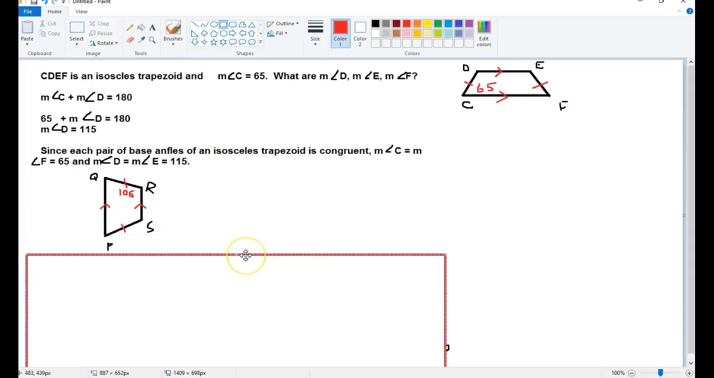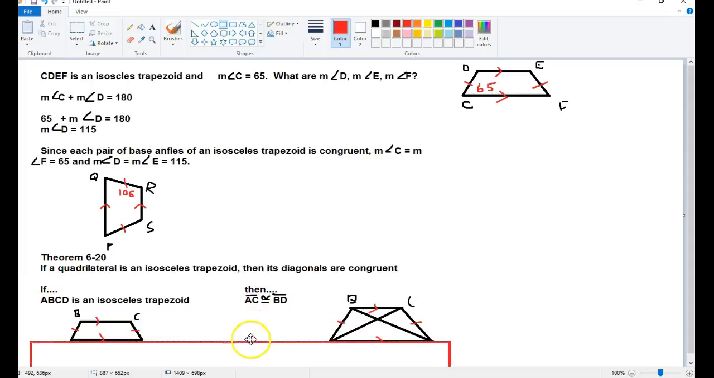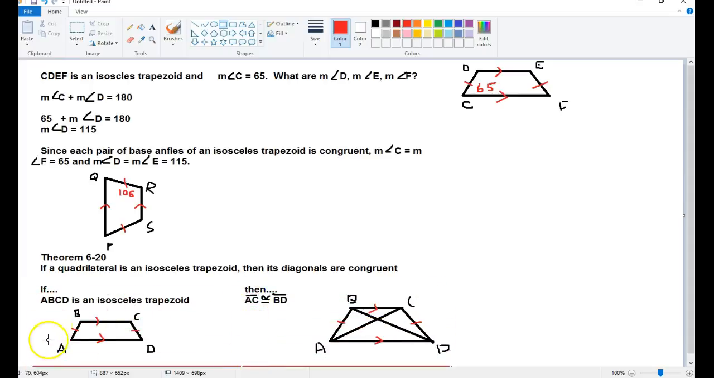So I'm going to have a problem for this isosceles trapezoid here. Now we're going to go on to the next theorem about isosceles trapezoids, and that has to do with their diagonals. If we have an isosceles trapezoid, its diagonals are going to be congruent. So with an isosceles trapezoid here, with parallel sides and congruent legs, these diagonals are going to be congruent on either side.